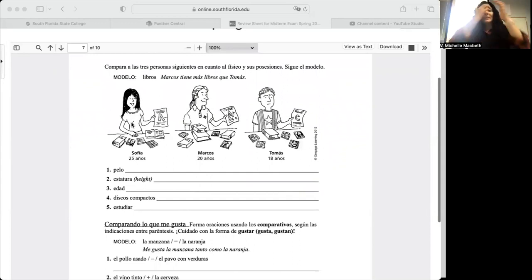Okay. So now we're given 3 people and we're meant to compare them to each other. We have Sofía, Marcos, and Tomás. Let's look at how they would be different from each other. Sofía is 25, Marcos is 20 and Tomás is 18. We also have some grades: Sofía got an A, Marcos got an A+, and Tomás got a C. We also have their hair to compare. She has long black hair.